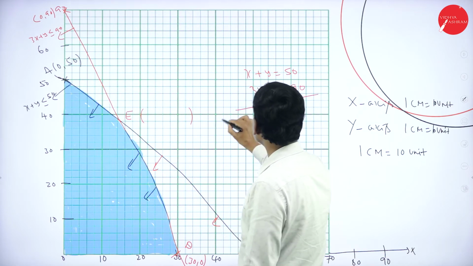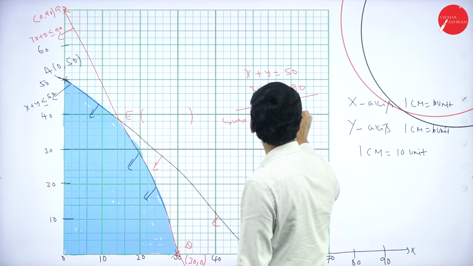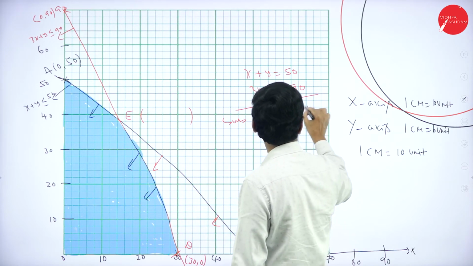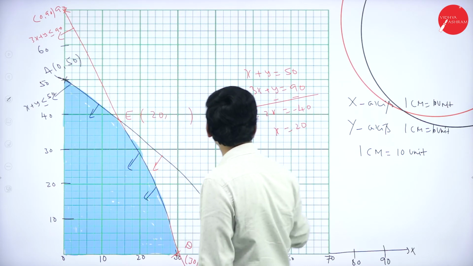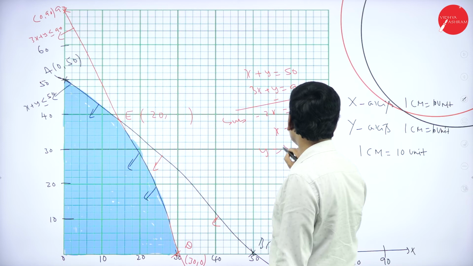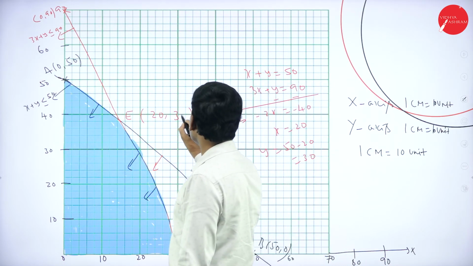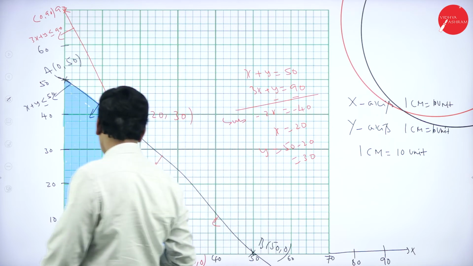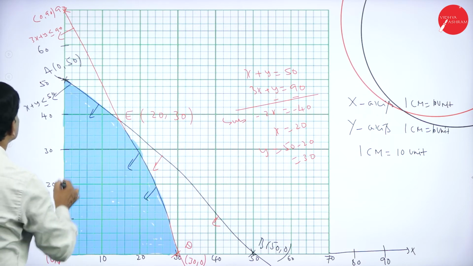If you solve this, subtract, you will get minus 2x is equal to minus 40, x is equal to 20. So you will get x is equal to 20, and from this y is equal to 50 minus 20, which is 30. Y is equal to 30. This is the point.